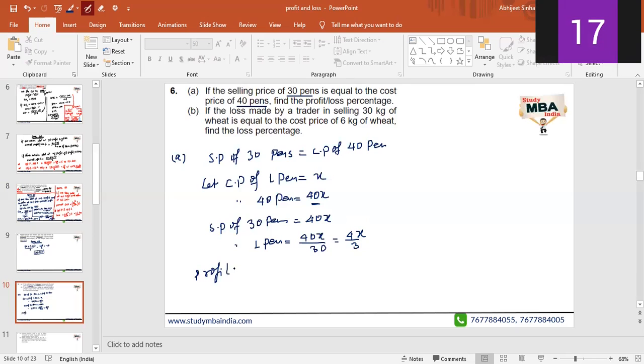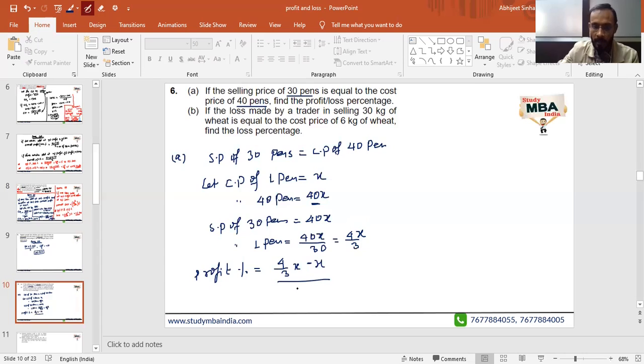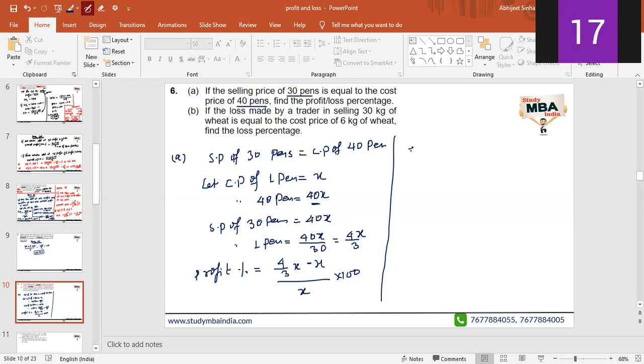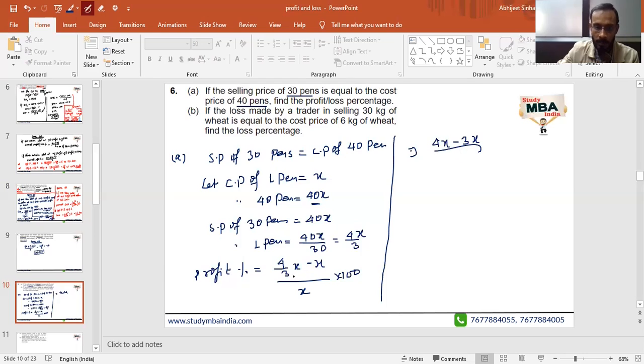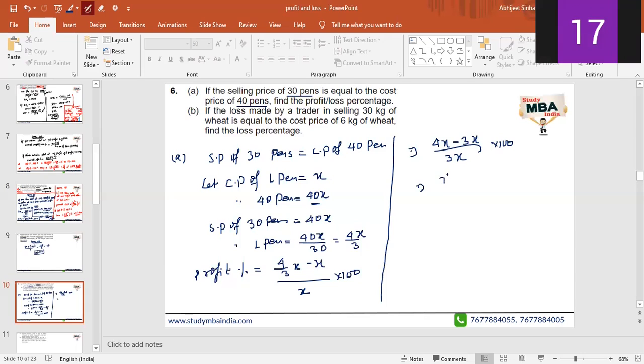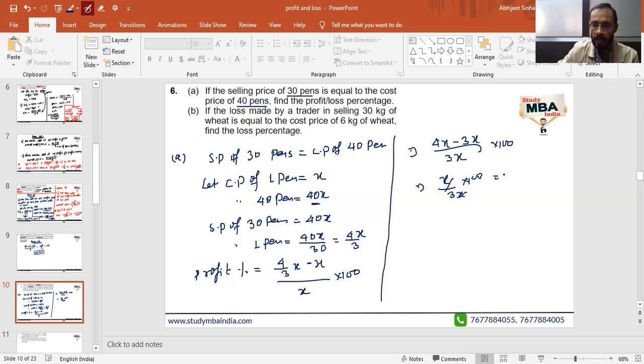Yes sir. So now we will calculate profit percentage. So for that, the profit, which is 4 by 3x minus x divided by x into 100. Which we can say that this is 4x minus, if you take LCM, this will become 3x, और ये 3 जो हमारे पास है ये बाई में आ जाएगा यहाँ पे, and this is 3x into 100, right? And 4x minus 3x is x by 3x into 100. x will get cancelled out, and this is 100 by 3, and that is 33.33%.